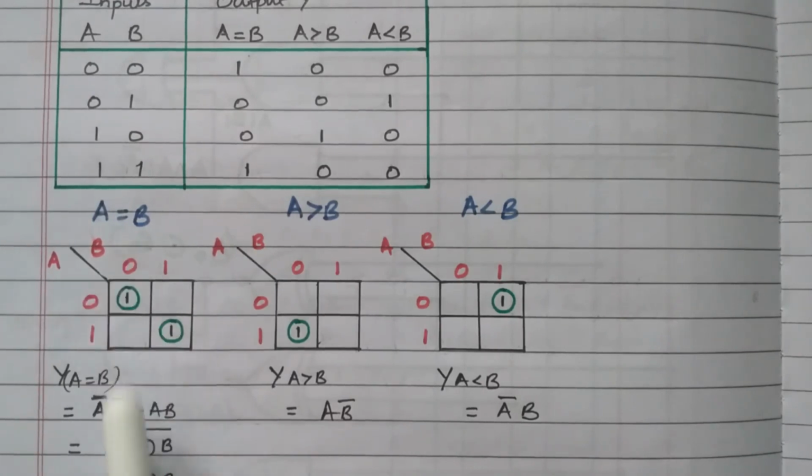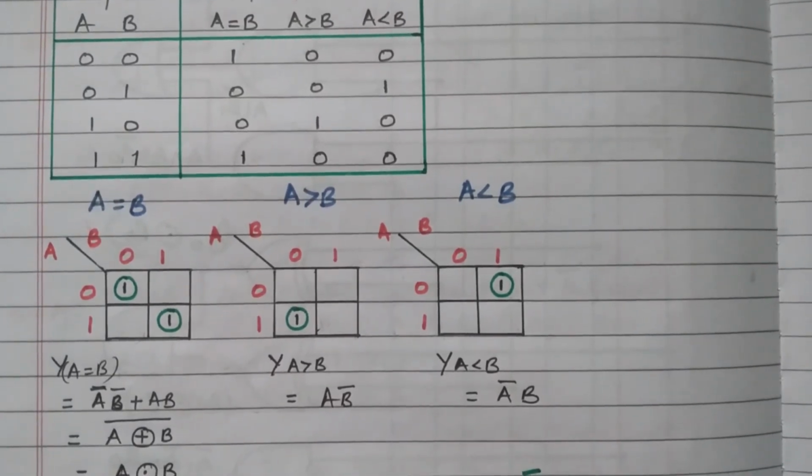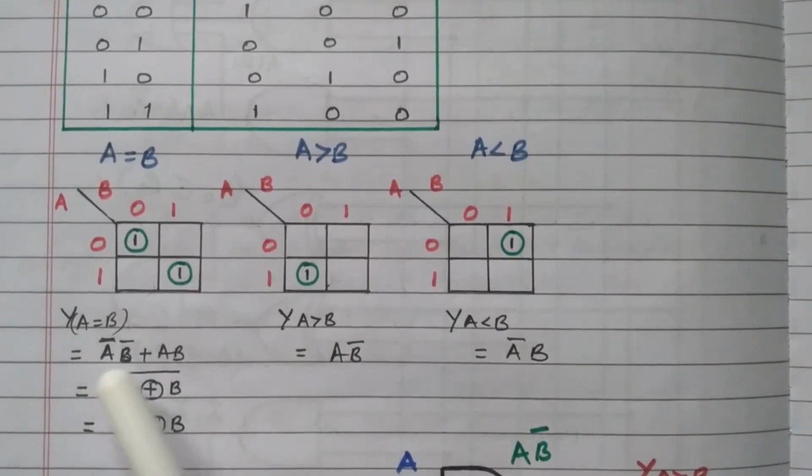Right. What is the corresponding row and column? Again it is 0, 0. 0, 0 means A bar, B bar. Here, what is the corresponding column and row? 1, 1. 1, 1 means AB. So A bar B bar plus AB is nothing but an exclusive NOR gate of inputs A and B. So by using the exclusive NOR gate, we can implement this function for A equal to B.